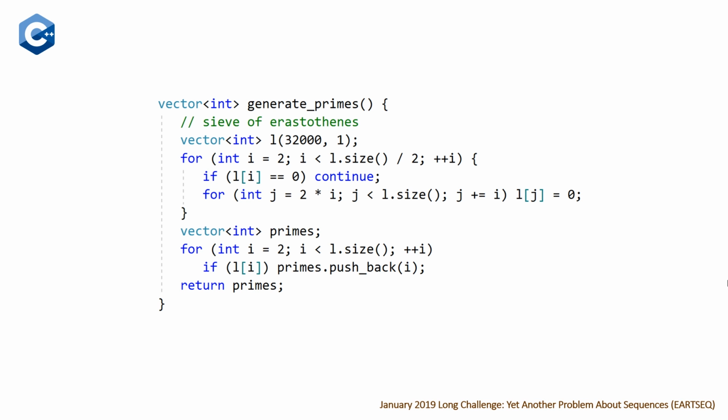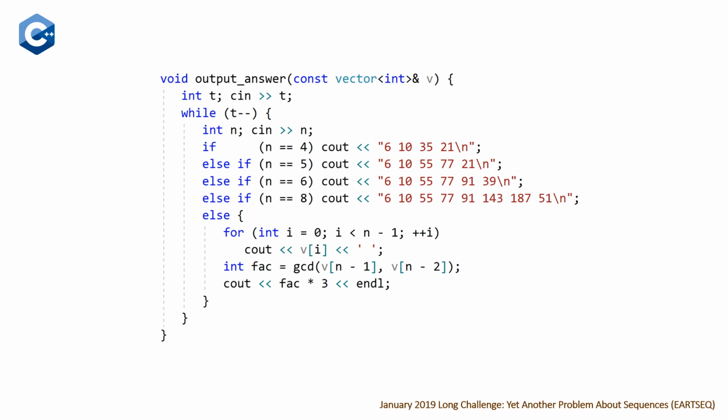So moving on to our next function, I believe, is the output answers. If you ignore the first 4 lines here, basically what we're doing is we're just reading in our input n, and then we're outputting the first n-1 elements from our pre-computed vector v.